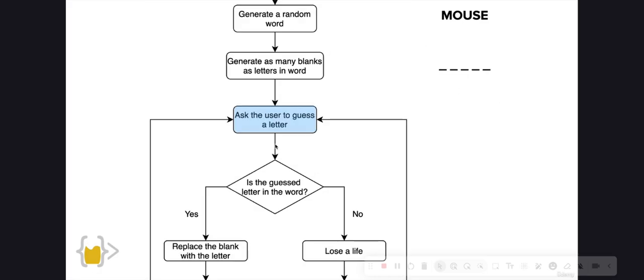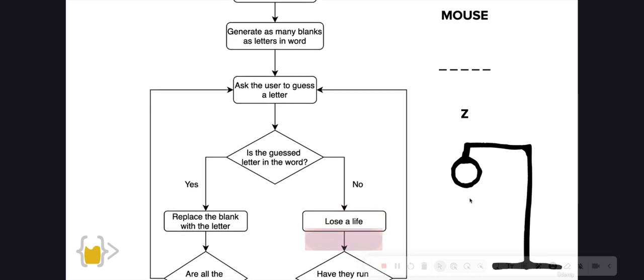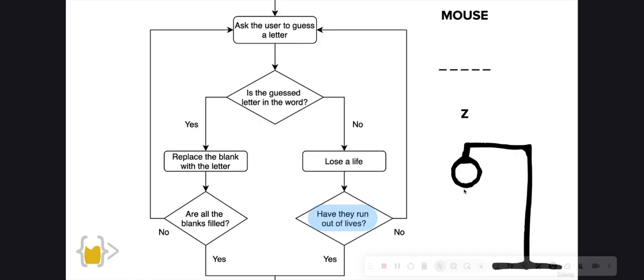Now, if we go back to the part where we asked the user to guess a letter, and they guessed a letter, say the letter Z, which doesn't actually exist in this word mouse, well then in this case we go down this right path to answer no, and the user loses a life, which means we start drawing out our hangman figure. Now, depending on whether they have run out of lives, if the hangman has been drawn completely, then they would go down this path, but at the moment they've only lost one life and this figure is not complete, so the answer is no. And that means we go back to the beginning and we get them to guess the next letter.